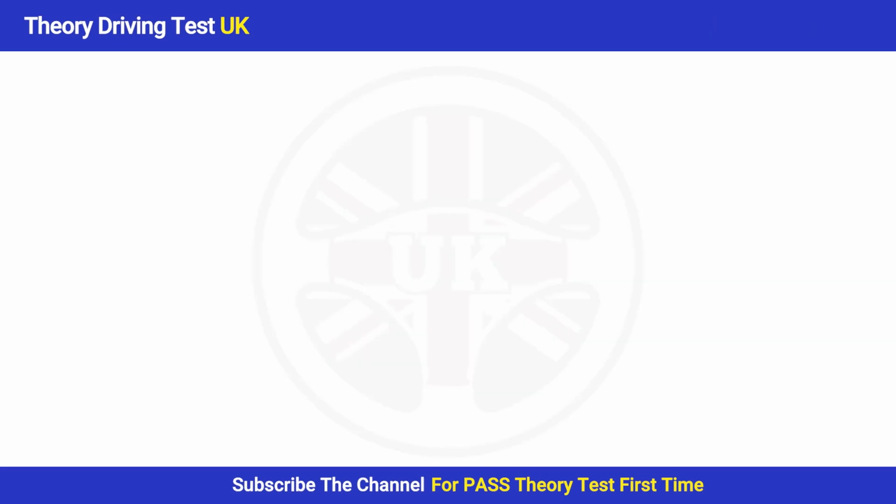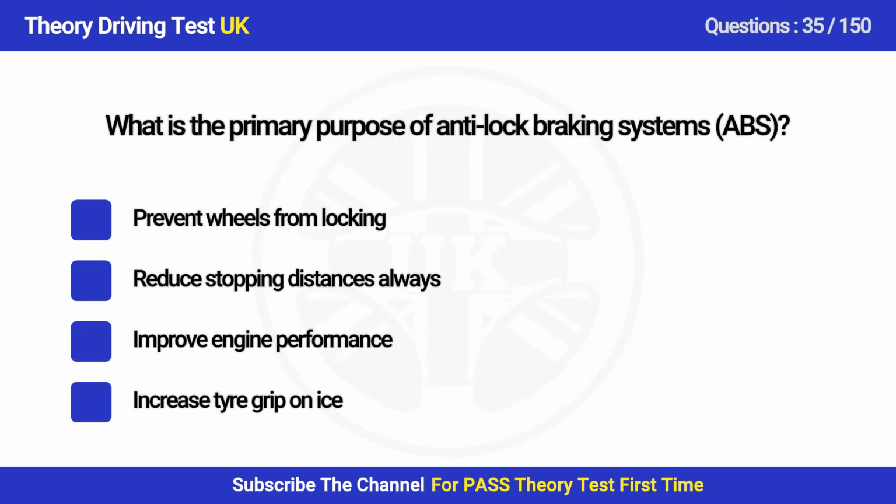Question 35. What is the primary purpose of ABS braking systems? A. Prevent wheels from locking. B. Reduce stopping distances always. C. Improve engine performance. D. Increase tire grip on ice.